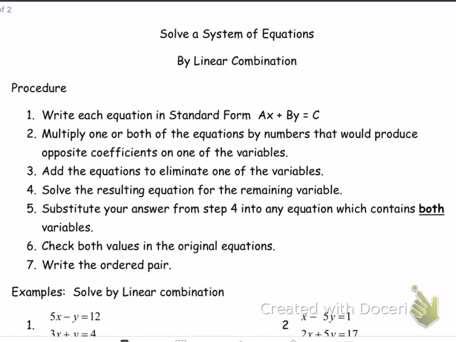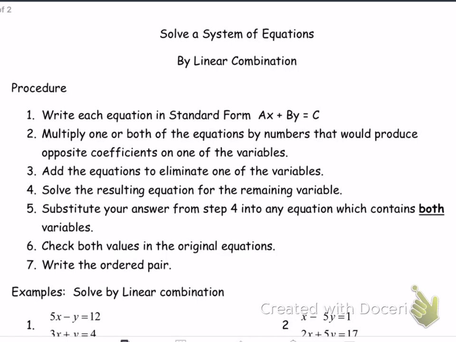Okay, class, we are on Chapter 6, Section 3 and 4, so I'm kind of combining two sections here. And this is the last method of solving systems of linear equations, and it's called elimination.